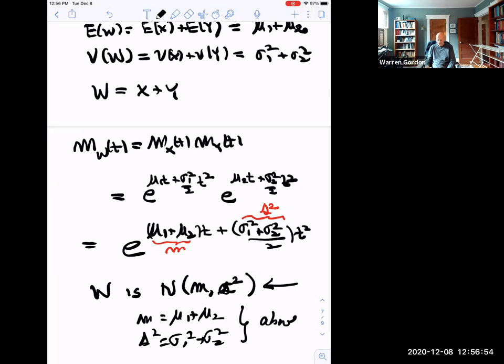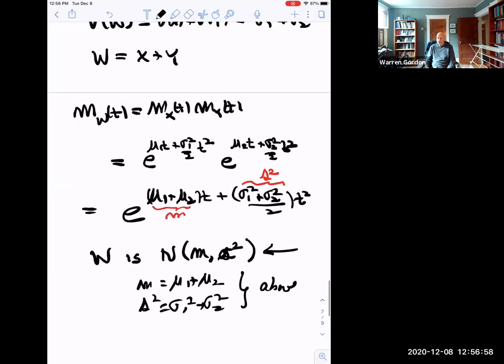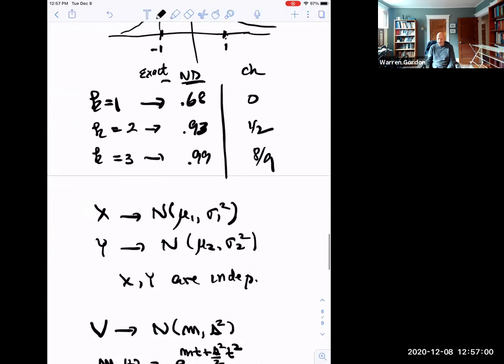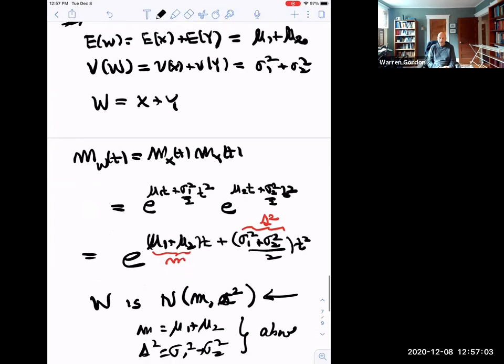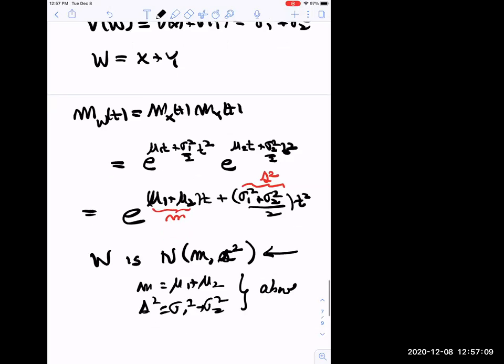Okay, Tatiana? Yeah, that's pretty heavy stuff. I don't think so. I think it's very straightforward once you realize the reproductive property of the moment generating function. That's a straightforward proof. You guys just aren't used to proofs.